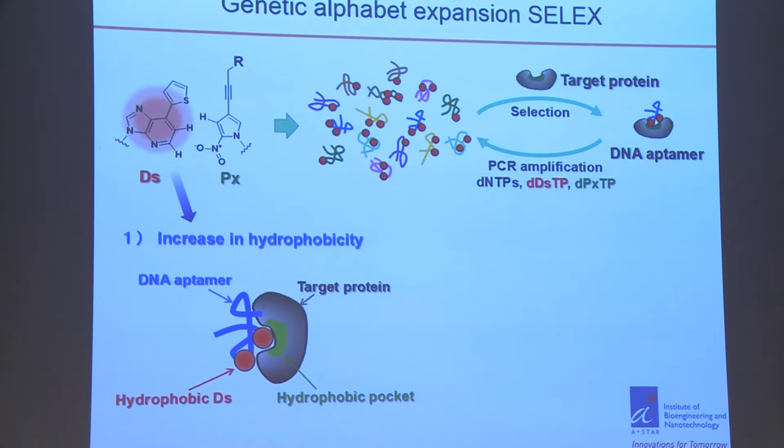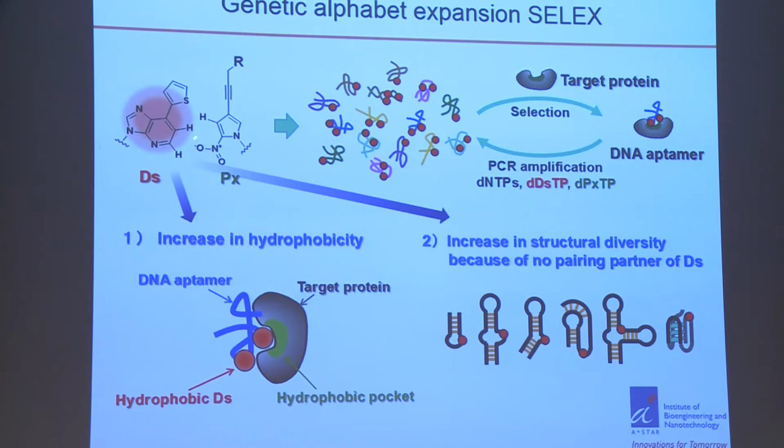Another one is we didn't add the Px base in the library as a sixth base because DNA is always complementary paired with each other. In this case, DNA just forms a simple single duplex. This is not good for aptamers to increase structural diversity. And if you add only the Ds base, it cannot pair with other bases. So that's why maybe the structural diversity might be increased. So these are two reasons.